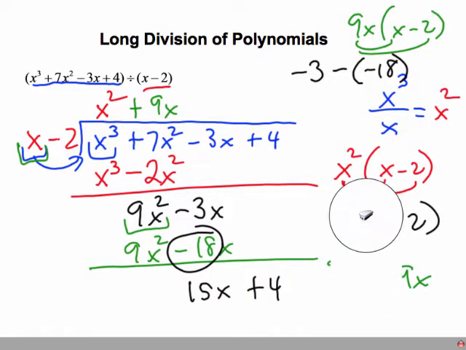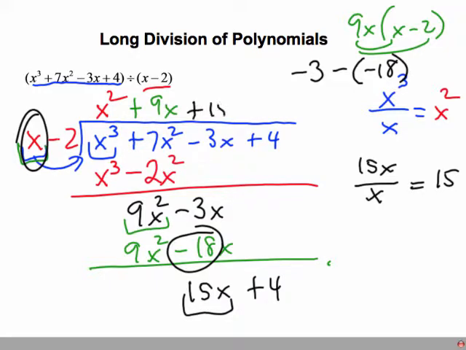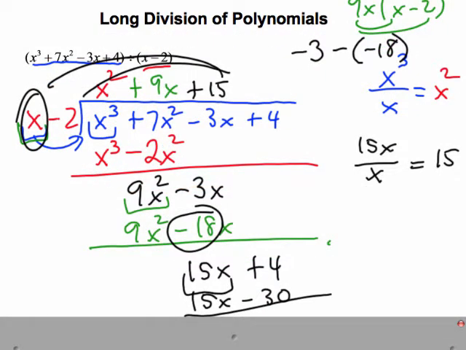Just going to erase some of the scratch work here on the side to make room. And so I'm going to take my first term of my divisor into what's below. So x into 15x. Dividing would be 15, so that goes up top. And then the 15 up top gets distributed to both terms in the divisor. That will be 15x minus 30. 15x minus 15x is 0. And then 4 take away negative 30 will be 34. And since there's nothing more to bring down, this will be my remainder.